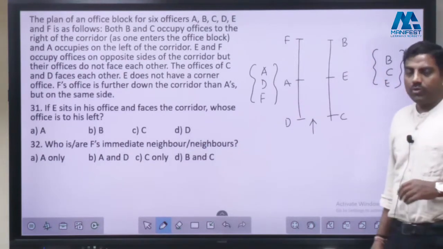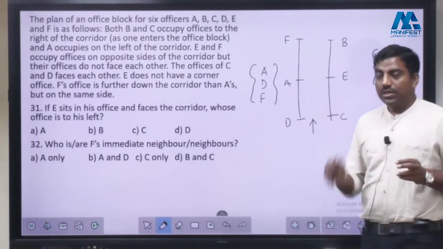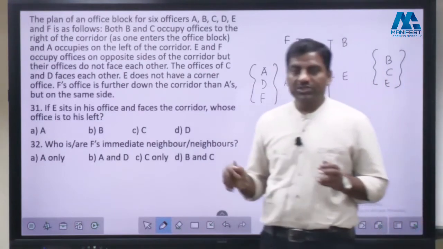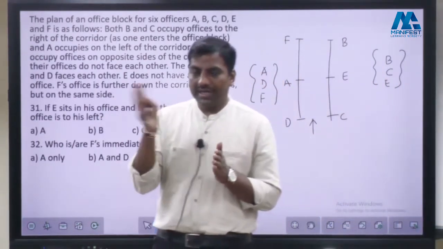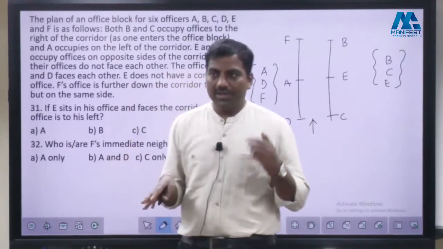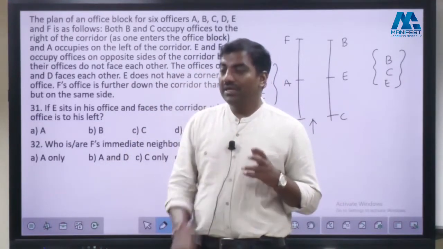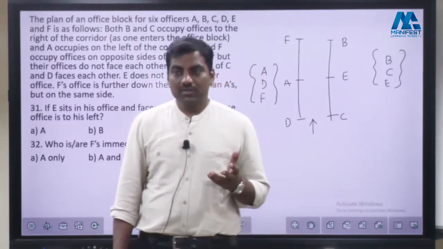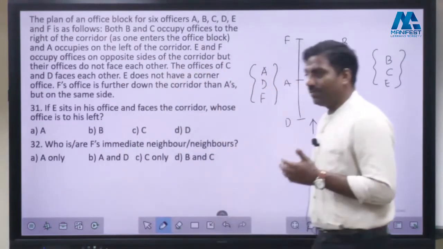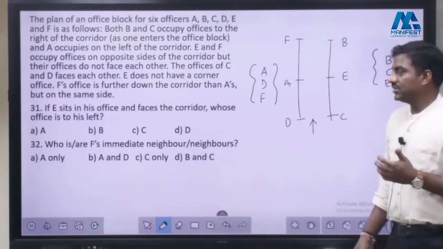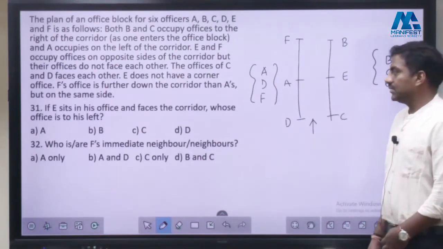Done? Very beautiful question. You should visualize the positions. Enter the corridor, right side, left side, here 3, here 3. F's office is farther than A's. E will occupy the middle one. So similarly, you have to construct the other positions also. Now, look at the question.